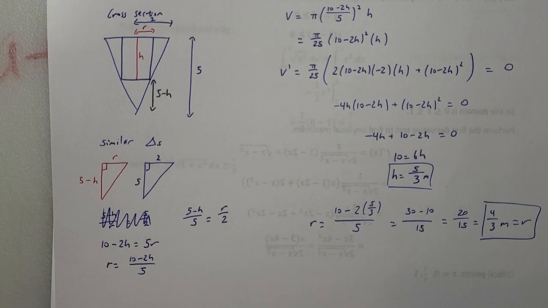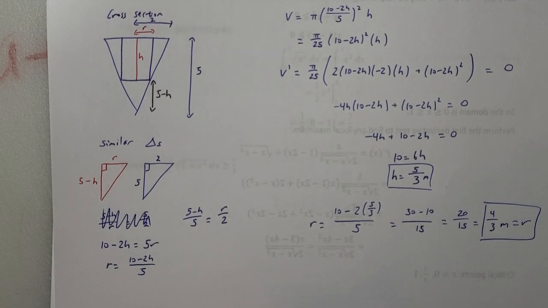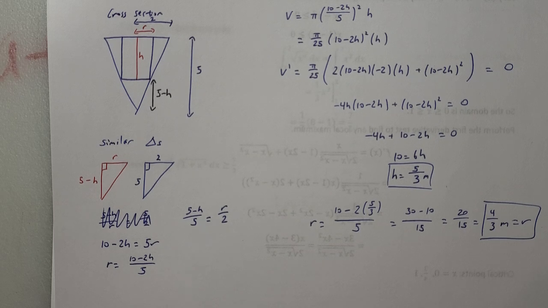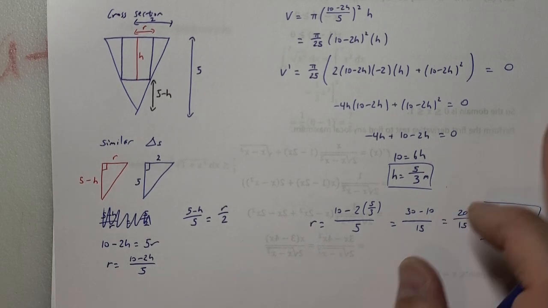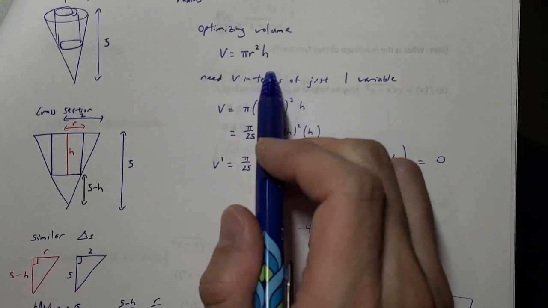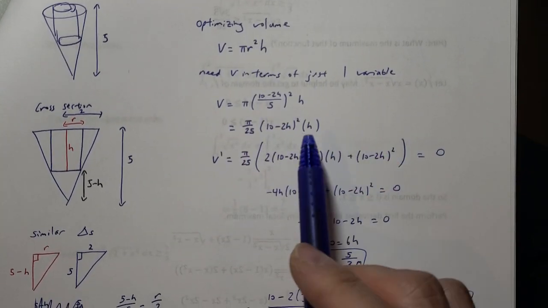So if you happen to have a hold of this exam, I found it online, so you can probably easily find it. He solved it in terms of h, so you can look there if you want. But this works as well. I solved for r. So r is in terms of h now, so I can rewrite this volume equation as one variable.